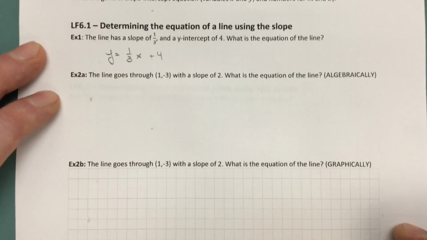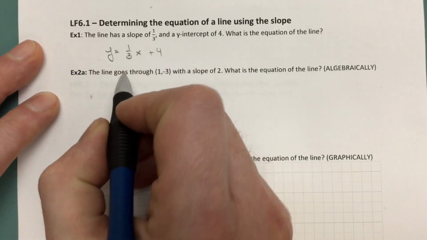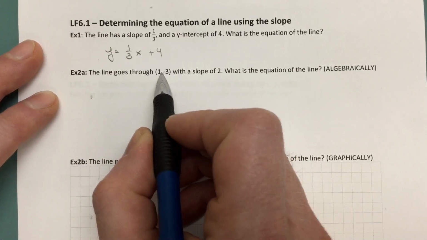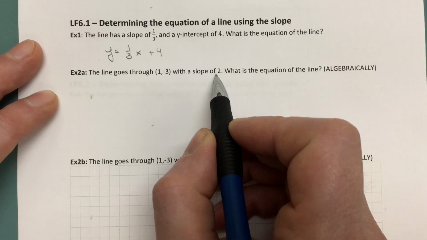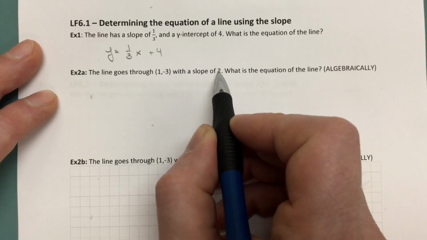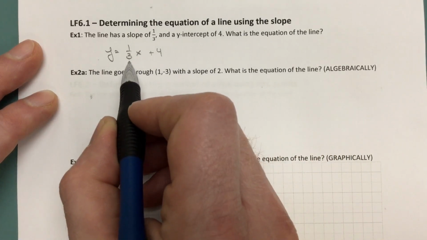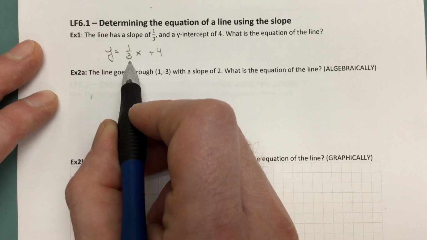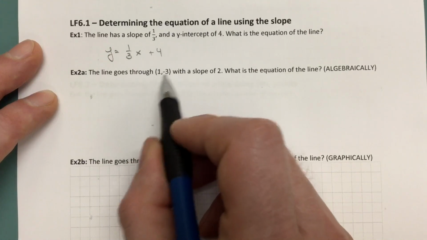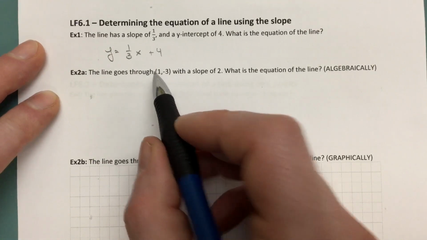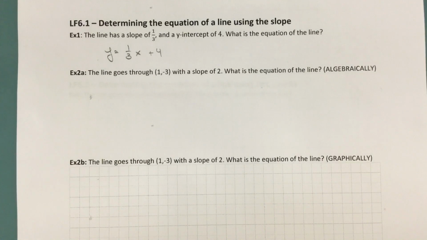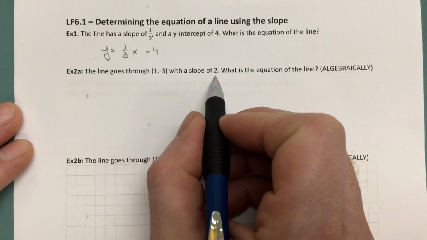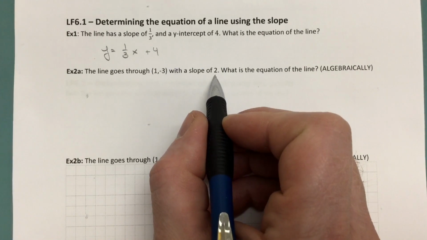Now let's look at the second example. In the second example, I have a line that goes through some kind of a point and has this slope. So I already know that the 2 is going to be the coefficient of x. But what about this point? How can I use this point? And here's something that we haven't seen before. We want to use a point and the slope to figure out the equation of the line.